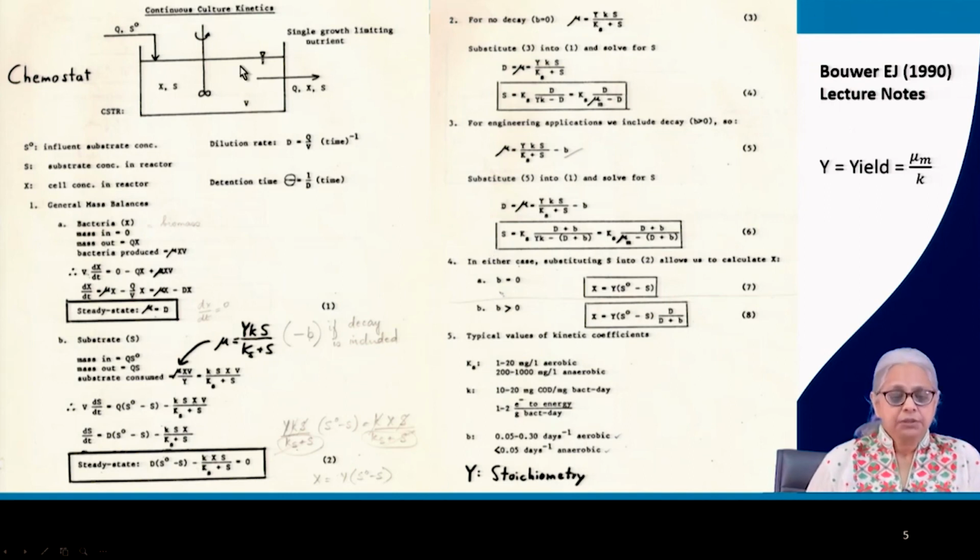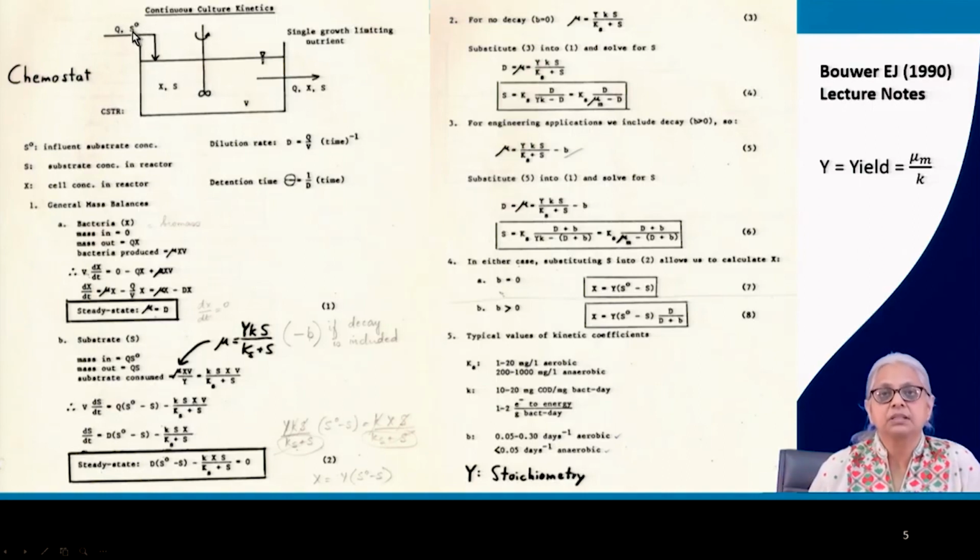Here we have our continuous flow reactor. This is our chemostat. It has an input in terms of media of Q. The substrate concentration is S0. So the initial substrate concentration coming into the reactor or the chemostat is S0.